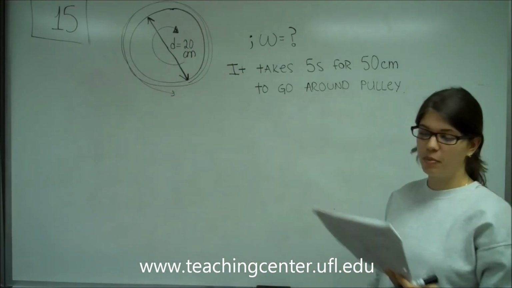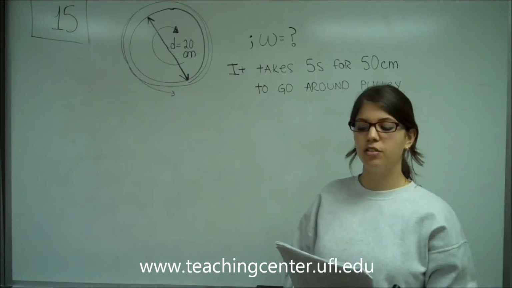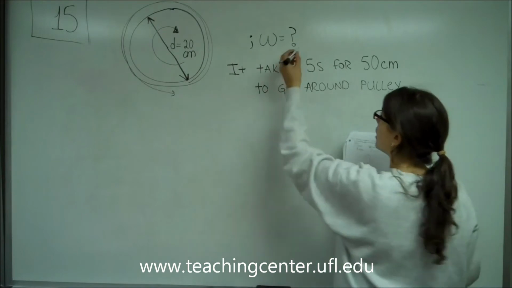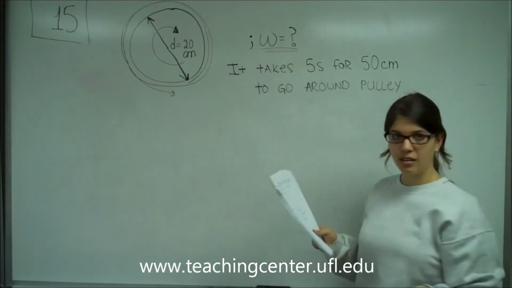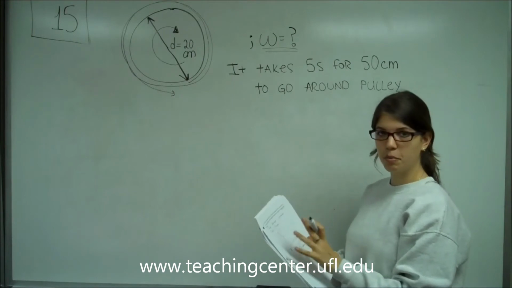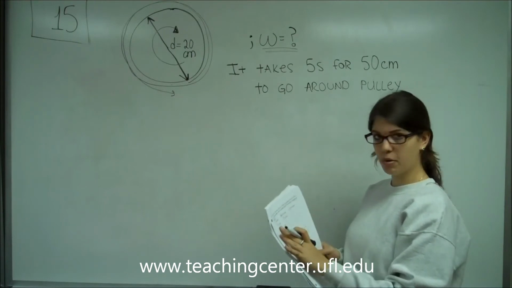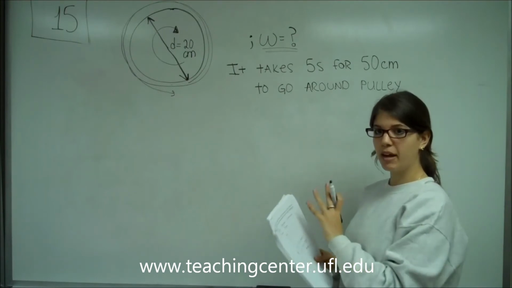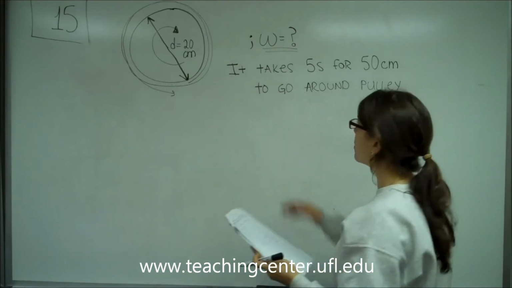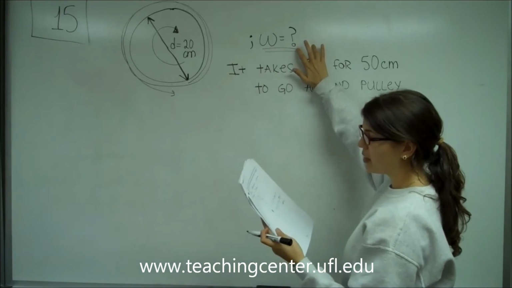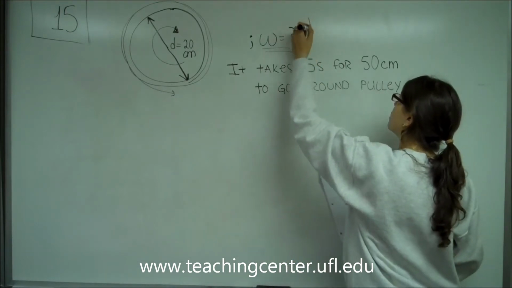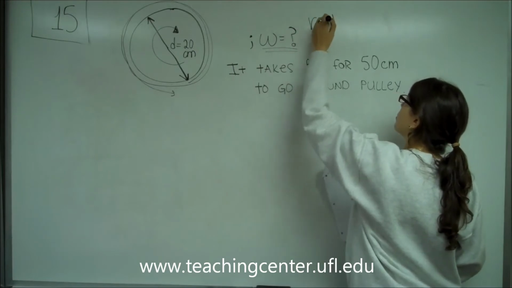And then the problem is asking, find the angular speed of the pulley. So that's what we're trying to find. I always write down what I'm finding, on the side, not part of the word problem. That way I can always refer back to it very quickly instead of having to read the whole problem again. So we're finding the angular speed of the pulley, and the units are very important, radians per minute.